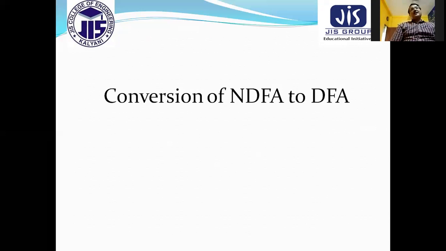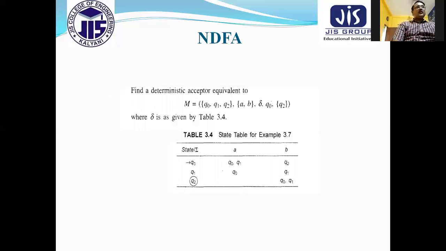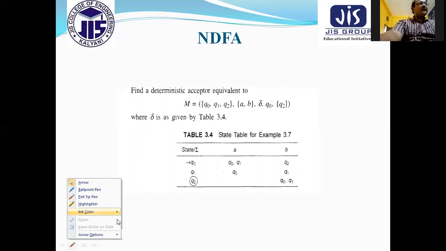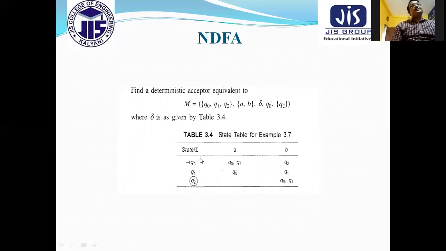So deterministic finite automata, we know that for the same input, we can go to only a single state. But in case of the NDFA, for the same input, we can go to more than one state. Now if I ask about this figure, tell me whether this one is the NDFA or DFA. You have to check for the same input whether more than one state is available or not. If it is, then I can say that it is the NDFA. If it is not, then it is the DFA.